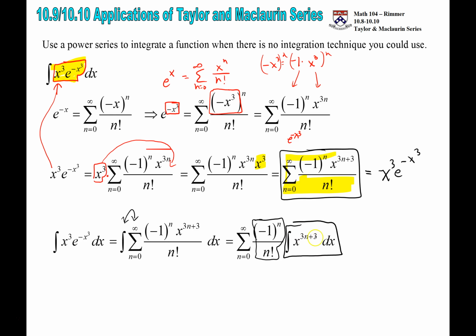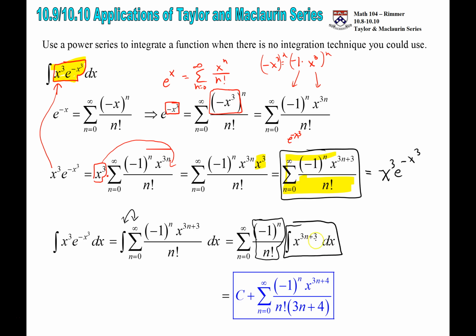So x to the 3n plus 3, we have to find the antiderivative by adding 1 and dividing by the same thing, so we get 3n plus 4 now as our new exponent, divided by 3n plus 4, the negative 1 to the n over n factorial. And there's really infinitely many of these plus c's. This is an indefinite integral. And so we can put that part first.